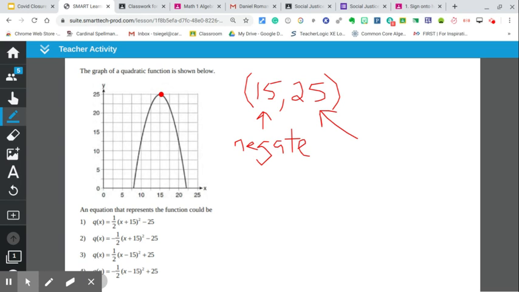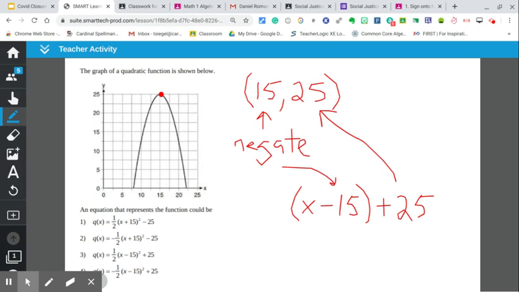So that's two clues. In the parentheses, it's x minus 15, plus 25. Okay, so that's very easy to get, right? The 15 goes in here, it's negated. The 25 goes right out there once you find out what the vertex is. Very simple. Now, a lot of people chose 3.